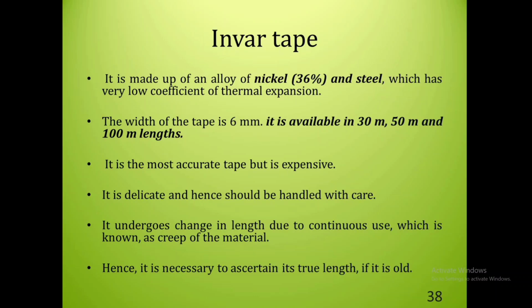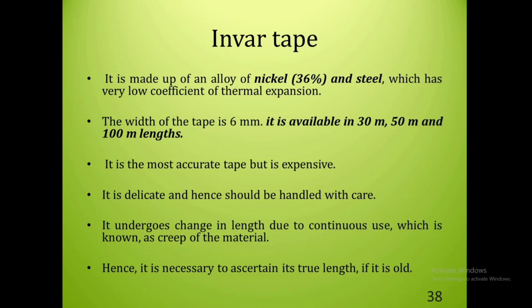The last one is invar tape. So we use this tape where we need work of a very high degree of precision. This invar tape is made out of an alloy of nickel 36% and steel. The width of this tape is 6 mm. It is available in 30, 50 and 100 meter lengths. It is most accurate and it is also expensive.